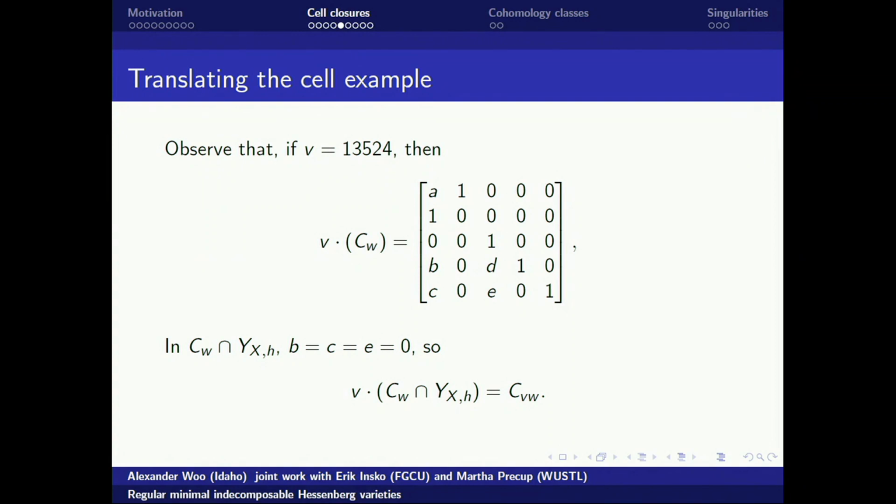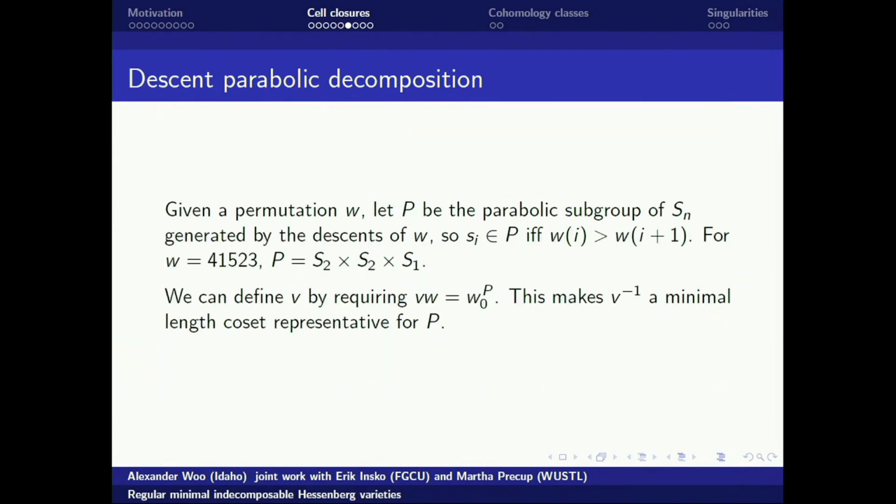And so let me state what happens in general here. And I need a little notation. I have a permutation W. I'm going to look at all the descents, the normal descents, one number bigger than the next number. I'm going to look at the parabolic generated by those descents. And I'm going to take W and multiply by whatever V is necessary to make it the longest element in that parabolic subgroup, or the maximal length representative for the identity coset, if you like that one better.